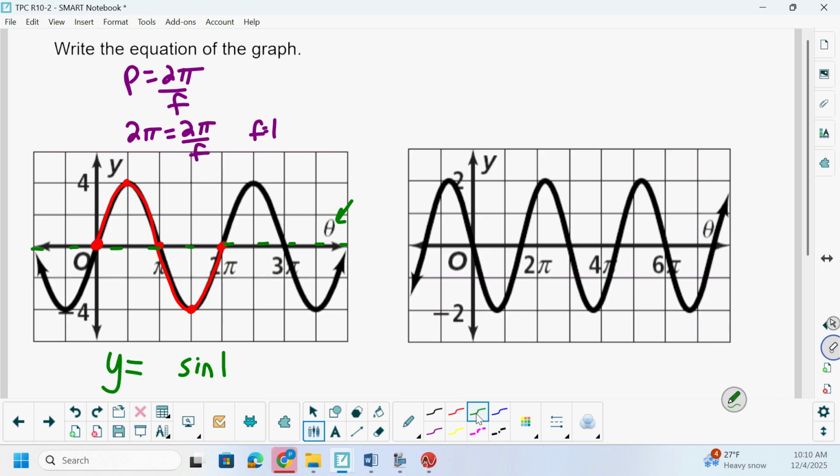I just want to point out, they have the x-axis labeled as theta. So when we write our equation in this case, we would just want to use theta as opposed to x to be consistent with what the graph is showing. And we've got a sine graph. We went upwards first, so we'll have a positive number in front. Notice it went up to 4, so we'll have 4 out front.